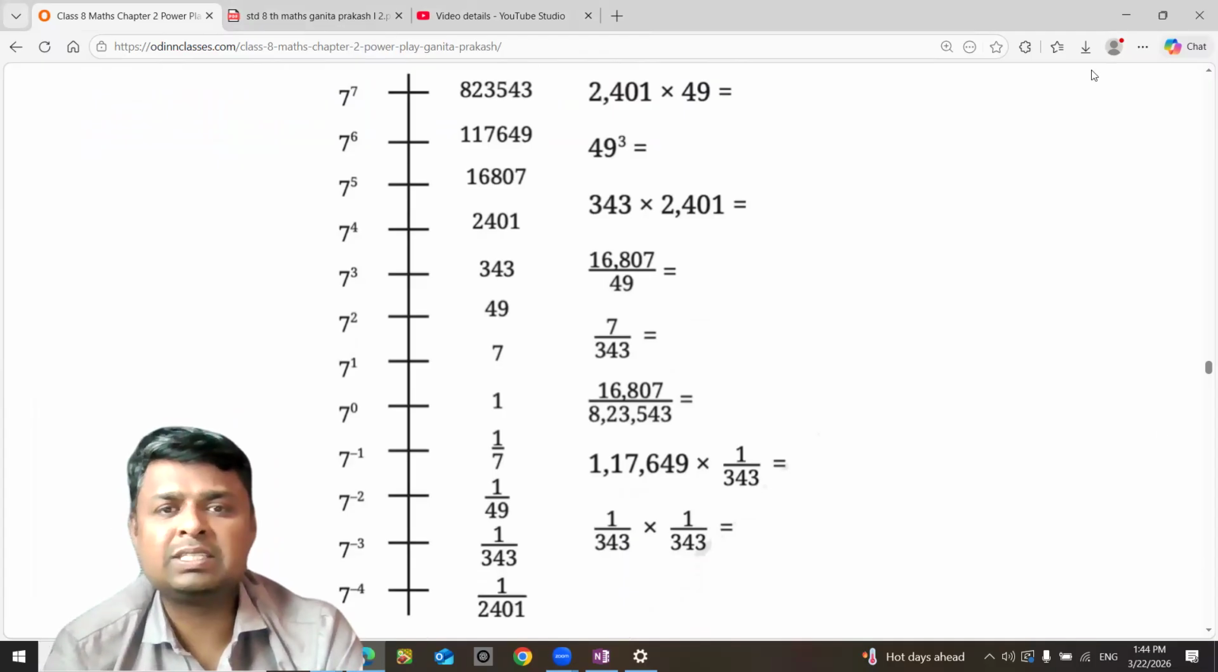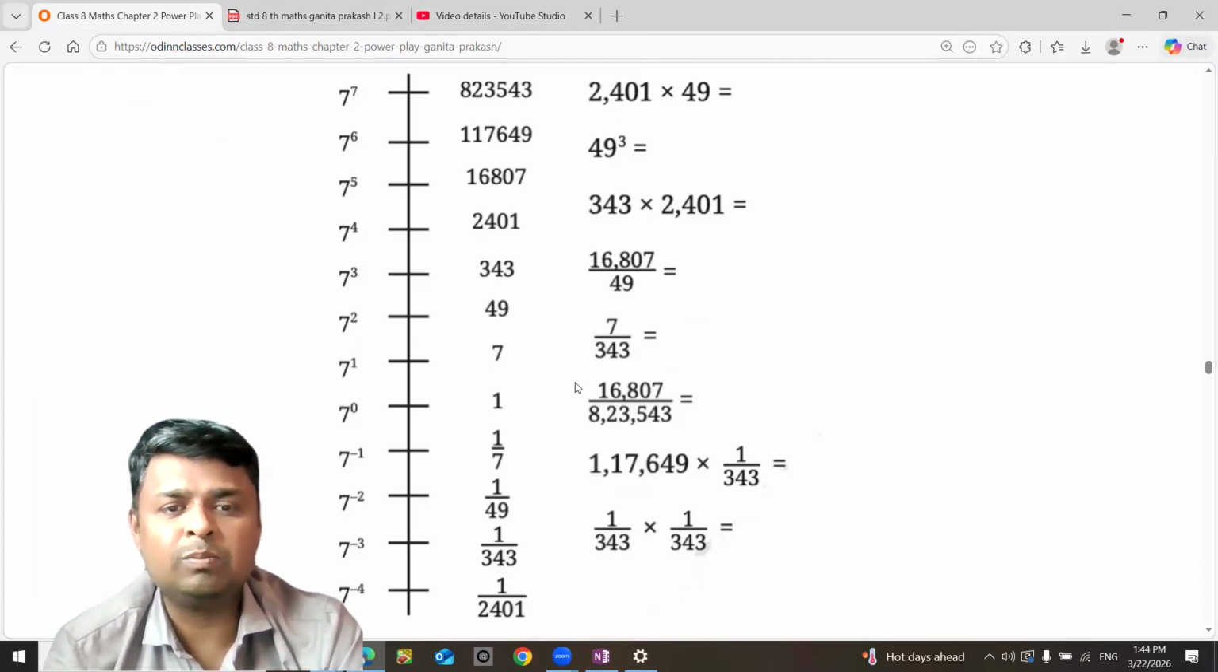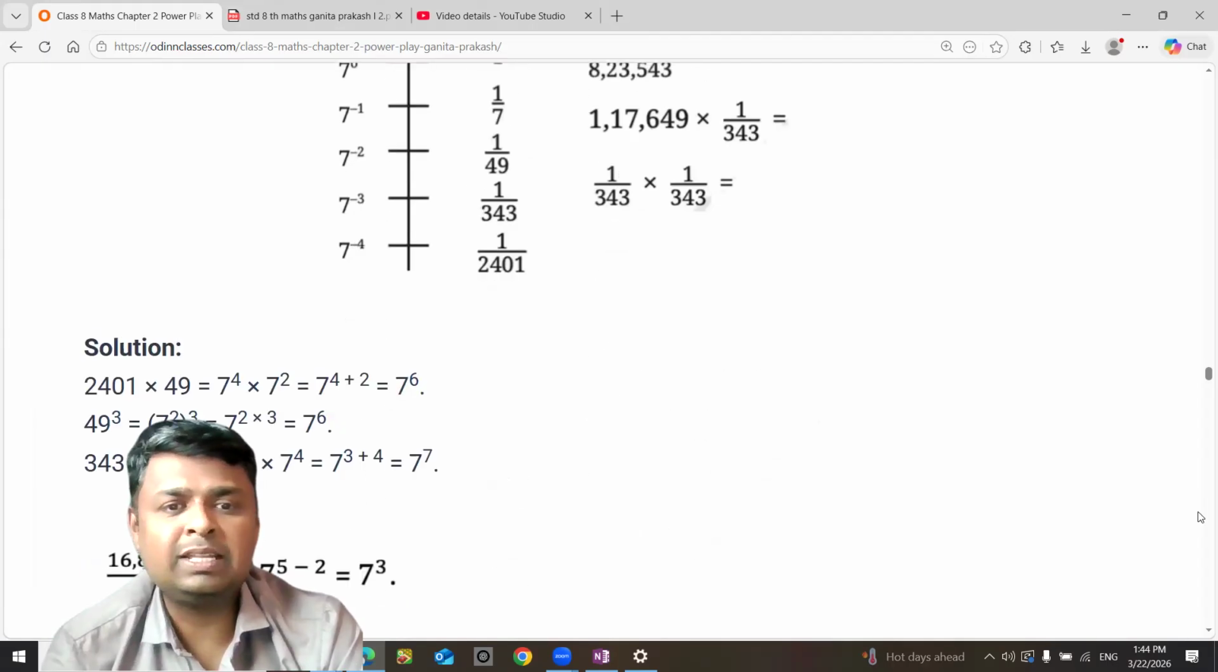Now here they have asked us, how will you solve this? 2401 multiplied by 49. You can see 2401 is 7 raised to 4, and 49 is 7 raised to 2. So you have to write in the power form and then solve. For 49 cube, you will write 49 as 7 square, raised to 3. Like that you will solve. So let us see the solution.